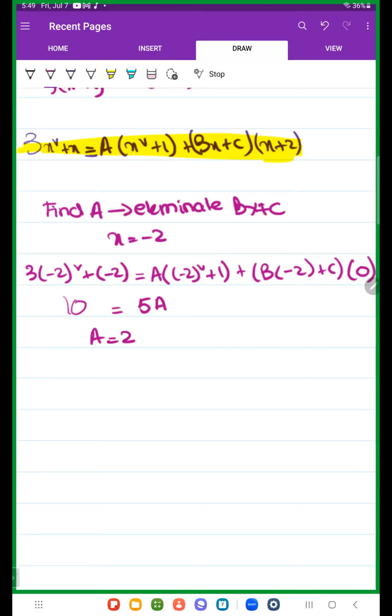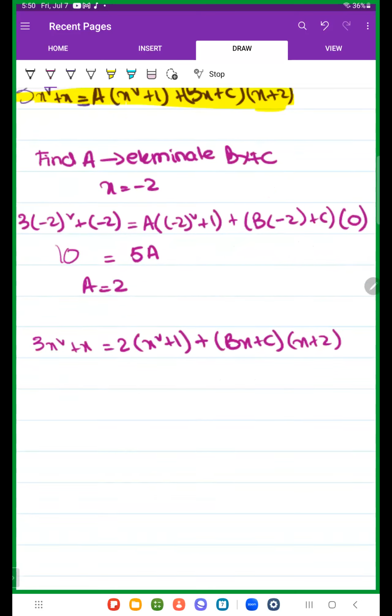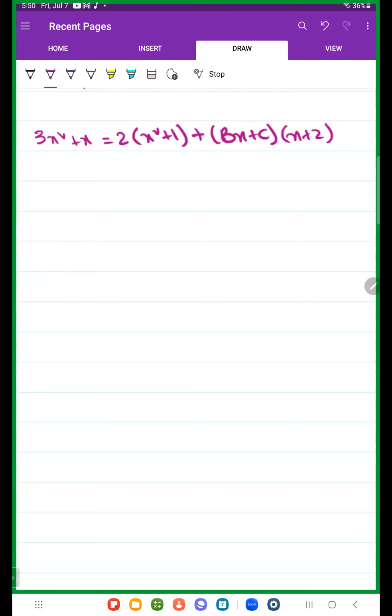Okay, now we have a as 2. Let's find out b and c. Now I have a, right? So I can write 3x squared plus x is equal to 2 times x squared plus 1, plus bx plus c. To just make things easier for me, I write this down. Now let's focus on this equation. If I want to find b, no, I want to find c. I will have to eliminate what? B, yes?